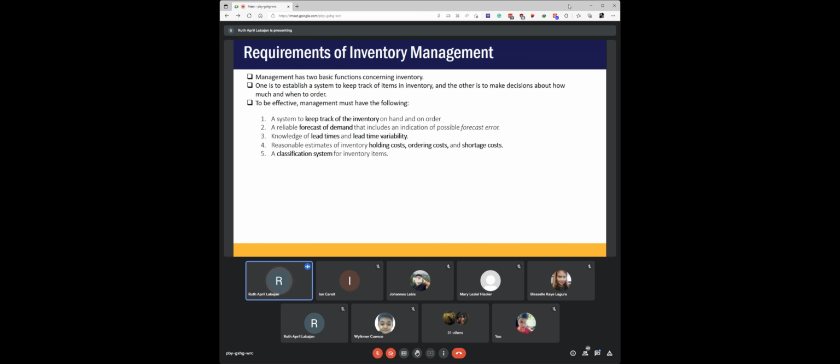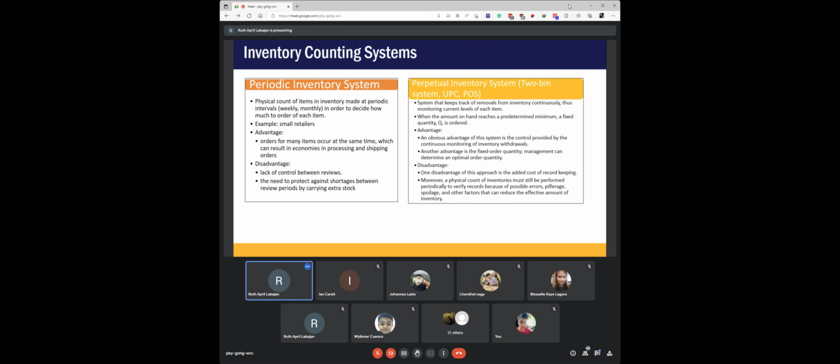Later on, ato na siyang tagsa-tagsahon. The second requirement, you need to have a reliable forecast of demand. Third, you need to have knowledge of lead times and lead time variability. Fourth, you should have estimates of inventory costs, such as holding costs, ordering costs, and shortage costs. And then lastly, you need to have a system of classifying inventory. Like I said, tagsa-tagsahon na to.